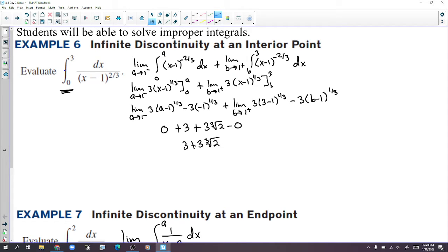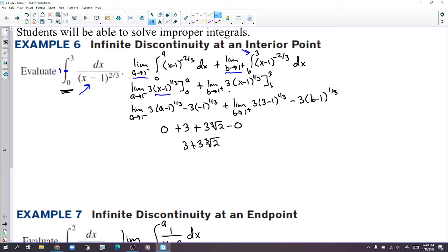Well, we have this interior point at 1. That's the problem. That's going to make the denominator 0. We have to split this over 1. So we have the limit as a approaches 1 from the left, and the limit as b approaches 1 from the right. So we're going to go from 0 to a, and then b to 3.